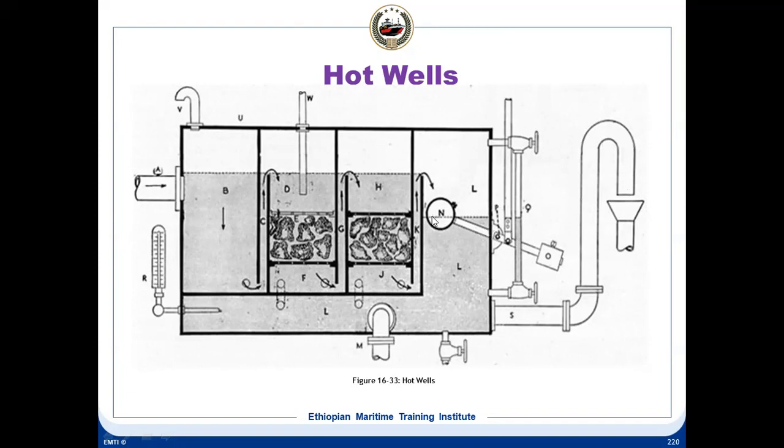This is a kind of float for filling up the hot well. This is your thermometer for checking the hot well temperature. So the hot well temperature should be as close to 100 degrees centigrade as possible. Obviously, since the hot well is at atmospheric pressure, because you can see this vent here and this overflow pipe over here, that means the hot well is not pressurized.